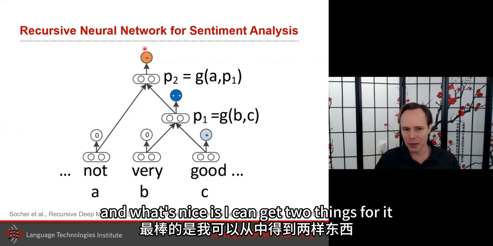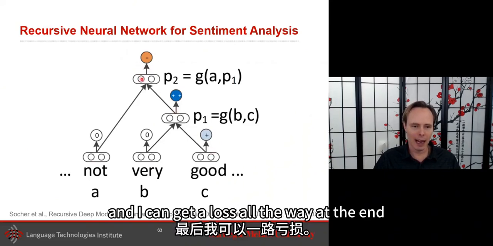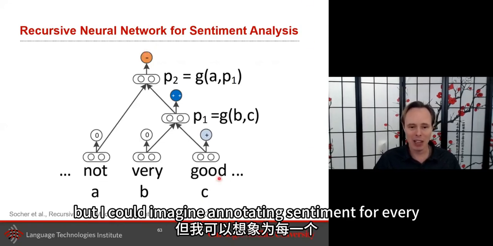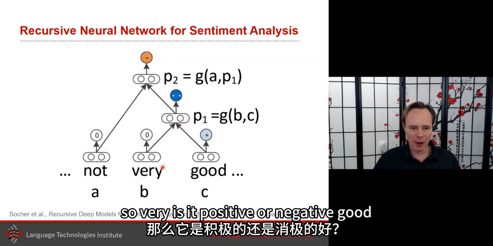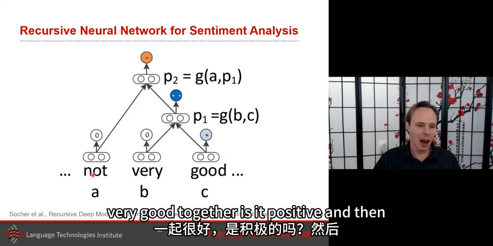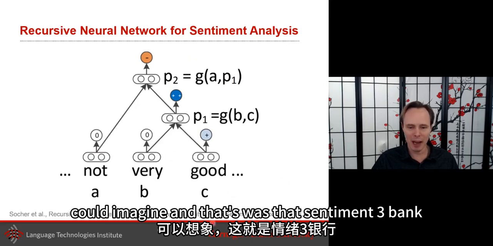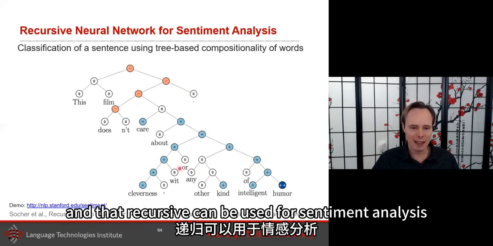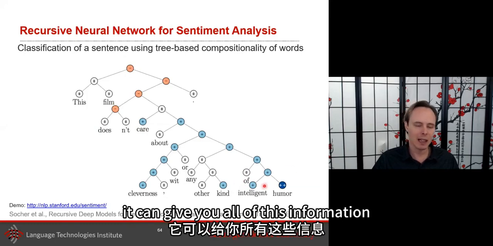And what's nice is I can get two things from it. I could have one loss that is only at the end that says go for it and go all the way, and I can get a loss all the way at the end. Or, and it takes a lot of time to annotate, I could imagine annotating sentiment for every element in my tree. So, very, is it positive or negative? Good. Is it positive or negative? Very good together. Is it positive? And then not very good, and that becomes negative. That sentiment treebank was a lot of work to create. So that recursive network can be used for sentiment analysis. Once it's trained this way, it can give you this information for the whole sentence, or for a specific noun phrase.